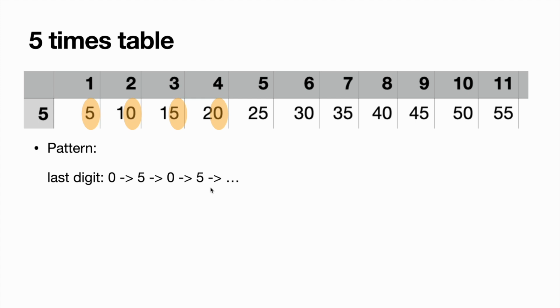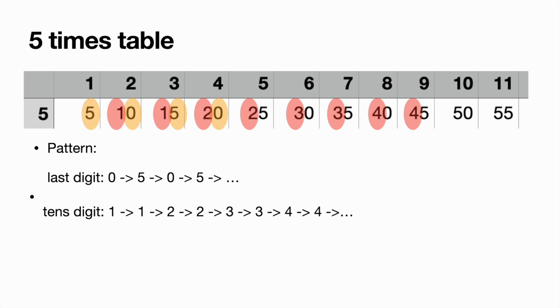Also, for the 10th digit, if you look at that, it will be 1, 1, 2, 2, 3, 3, 4, 4, and so on. So it's like counting numbers, but each one you have to count twice. So this is some pattern for the 5 times table. And hopefully that will help you to memorize this table here.